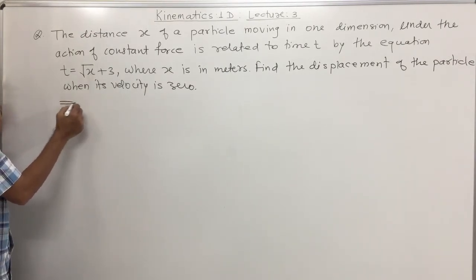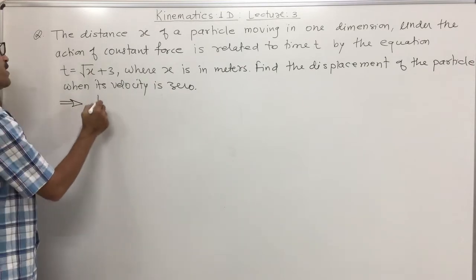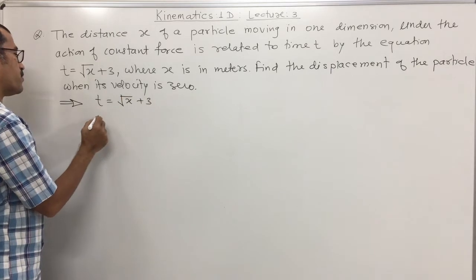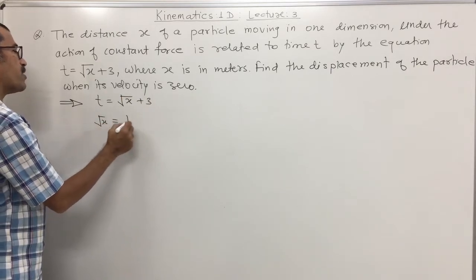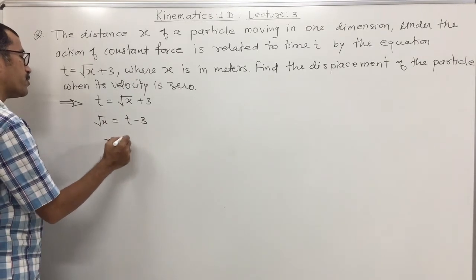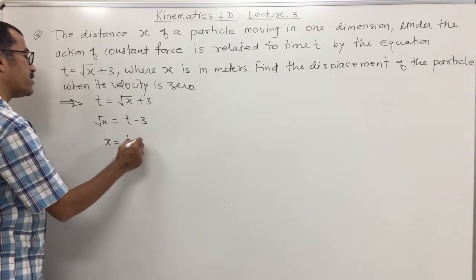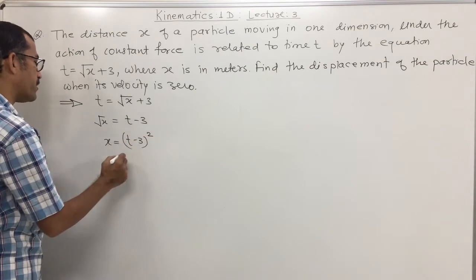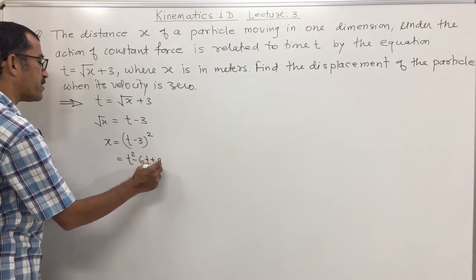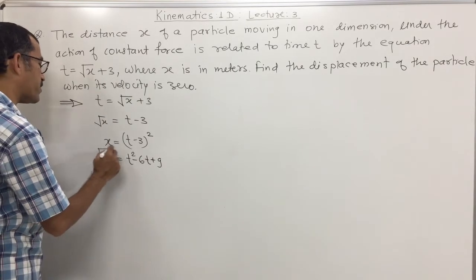That means our first step is what? t equal to root x plus 3. That means root x equal to what? t minus 3. Squaring, what will we get here? x will be t minus 3 whole squared. That means this will be t square minus 6t plus 9. This is our equation of x.